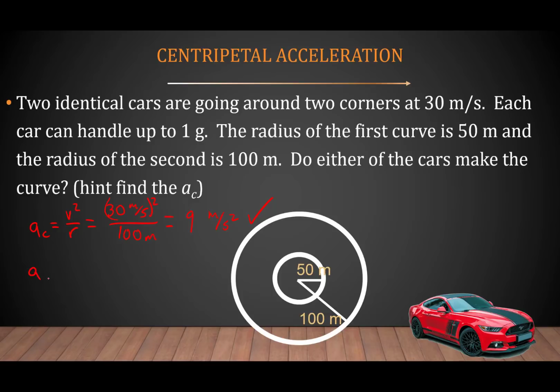If we look at the 50 meter curve, our centripetal acceleration is again v squared over r. So that's going to be 30 meters per second all squared over 50 meters, which is 30 squared over 50, 18 meters per second squared. This is more than 9.8, so it is not going to be able to make the curve. The curve is too tight. It would have to accelerate way too much in order to make that curve at that speed.